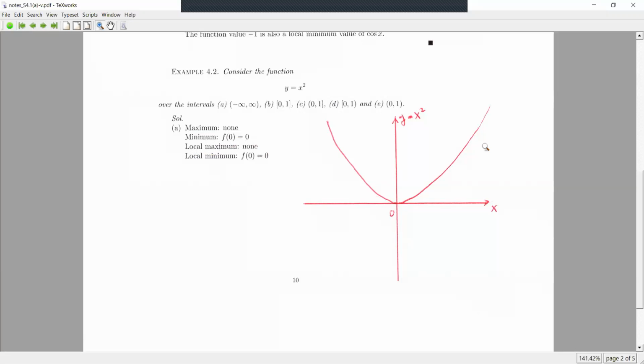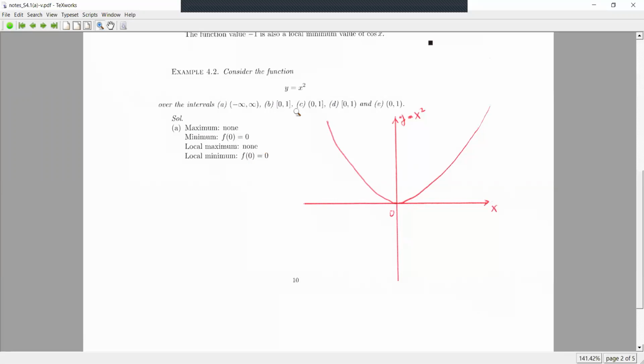Local maximum: locally, is there a maximum on the parabola? No, so the answer is none. Local minimum: this point, globally, it is minimum. Locally, it is also minimum. So the local minimum function value is 0. This 0 is the function value, and the location is x is 0.